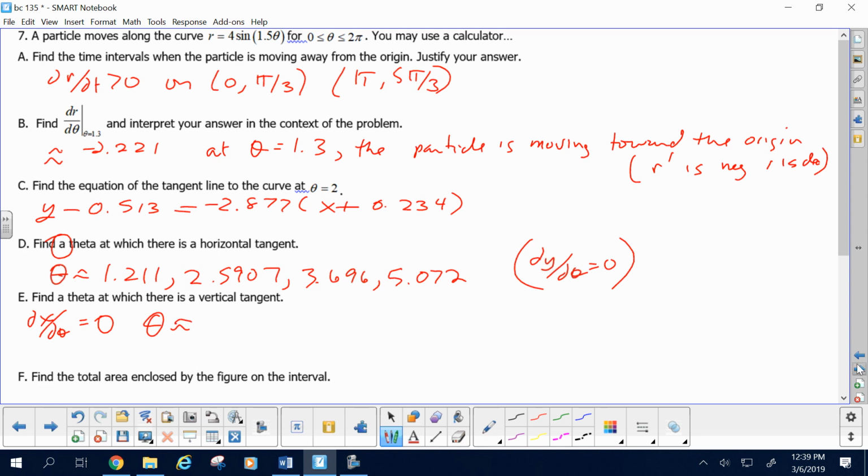I had 5 of them. The first one is 0.7038, 1.836. If you found those two, then you probably are doing things correctly, or either one of those two.